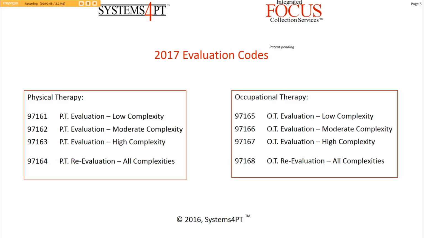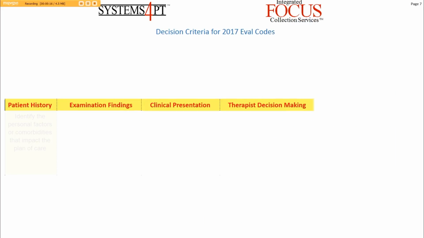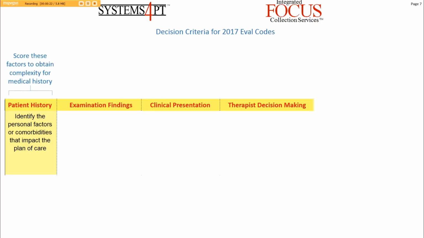Have you heard about the new Eval Codes for 2017? Yeah, another new rule, leaving less time for patient treatment. You know the process. You're going to consider 20 or more factors in the patient's medical history, determine which impact your plan of care, and then score this complexity.